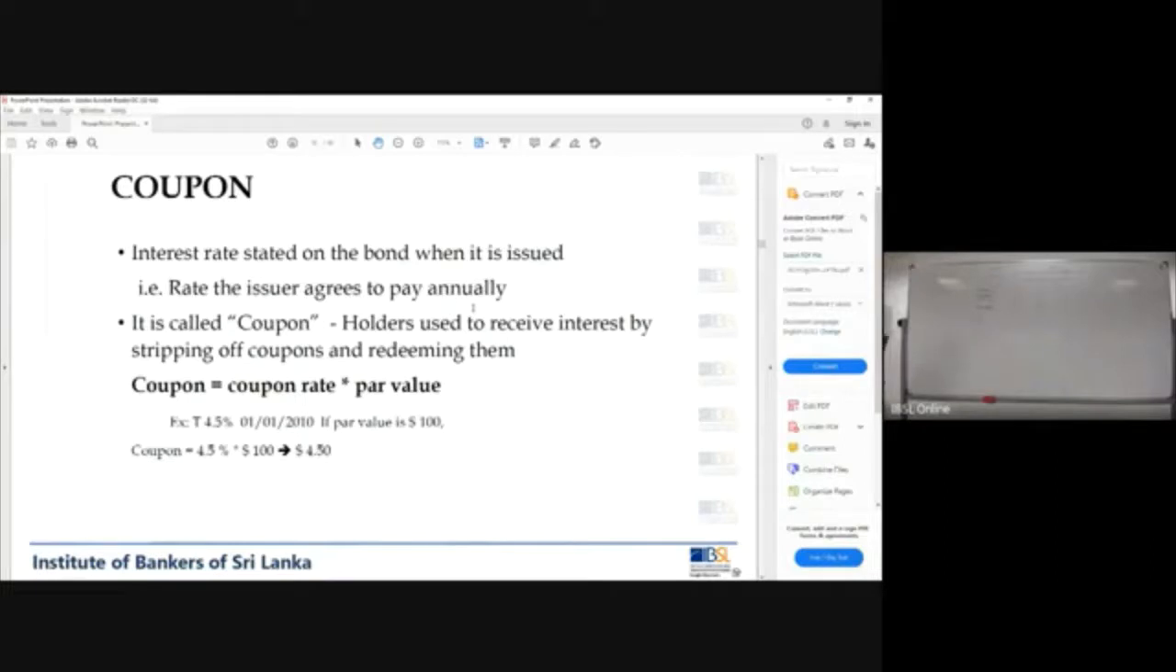It is called coupon because holders used to receive interest by stripping off coupons and redeeming them. Now, in the good old days, these bonds were on a piece of paper. So once in 6 months, you'd tear off the coupon and give it to the central bank or the issuer, and they will pay you the interest. That's how the coupon worked. It was manual. Now it is all electronic.